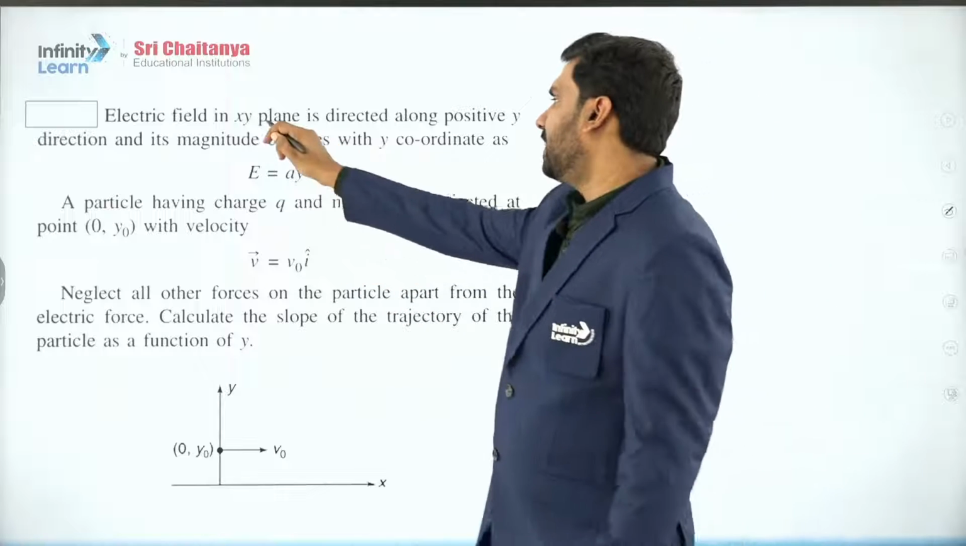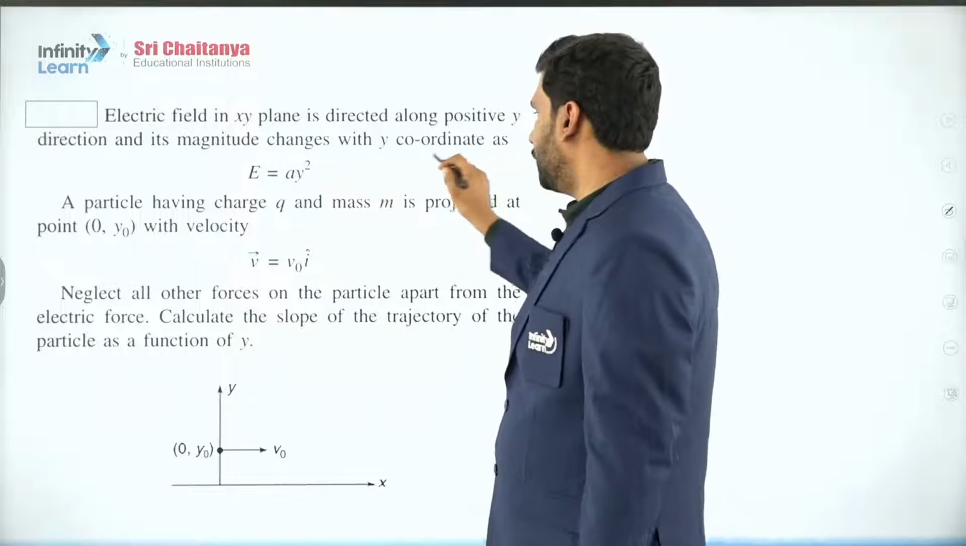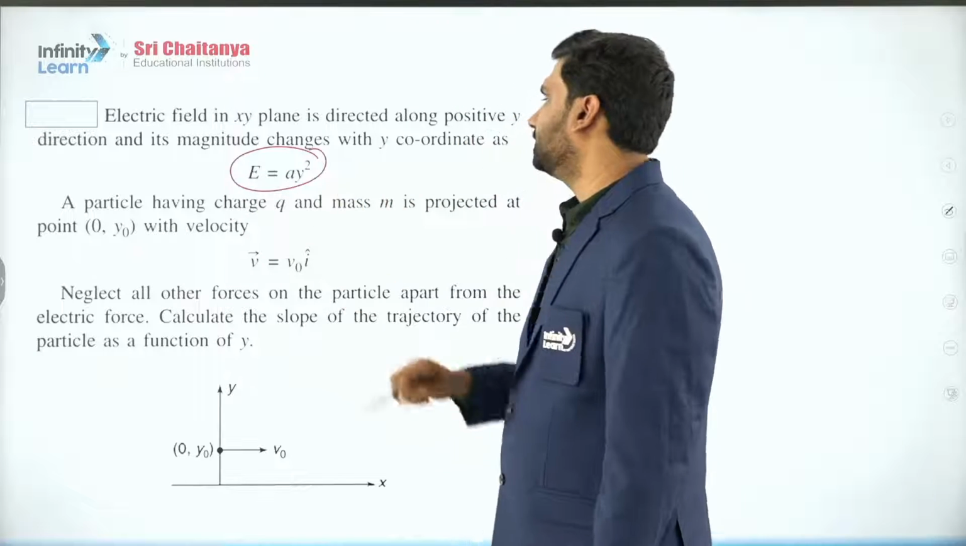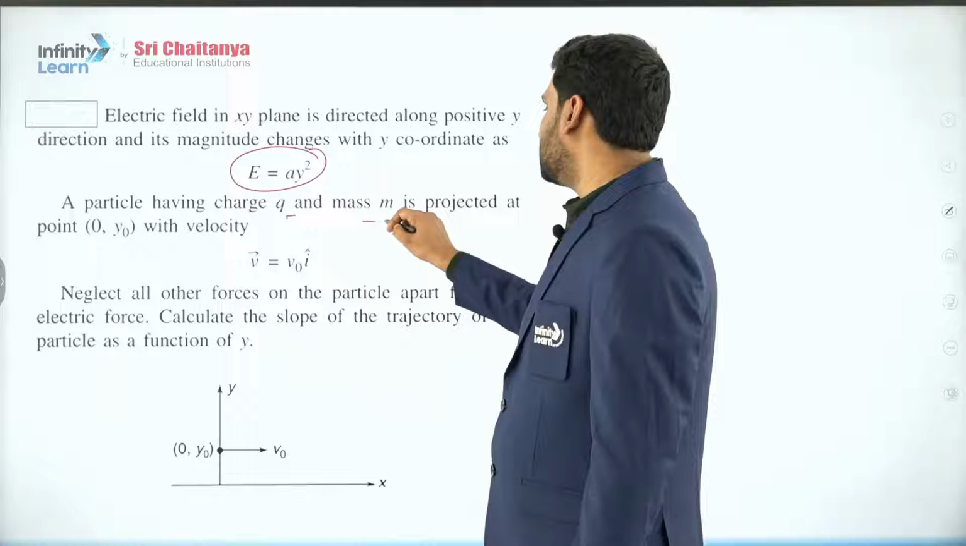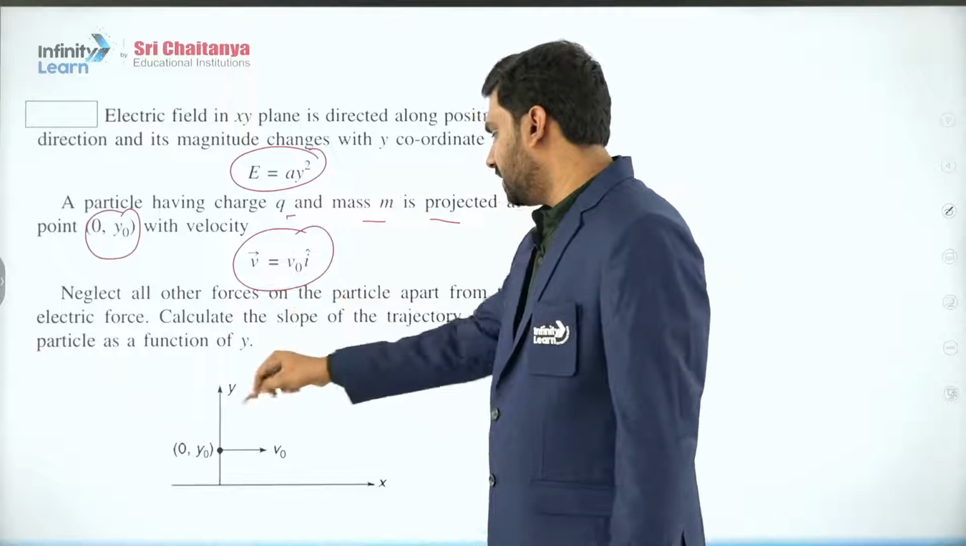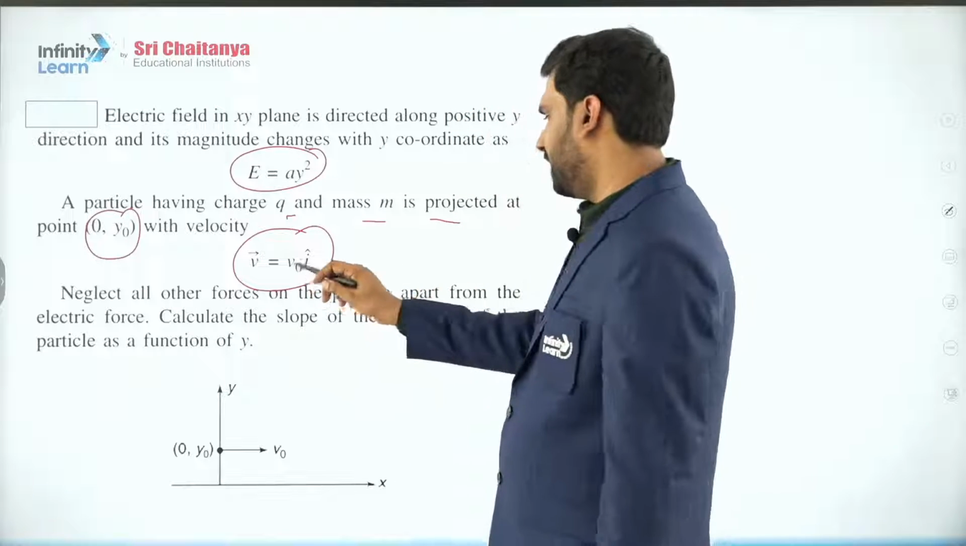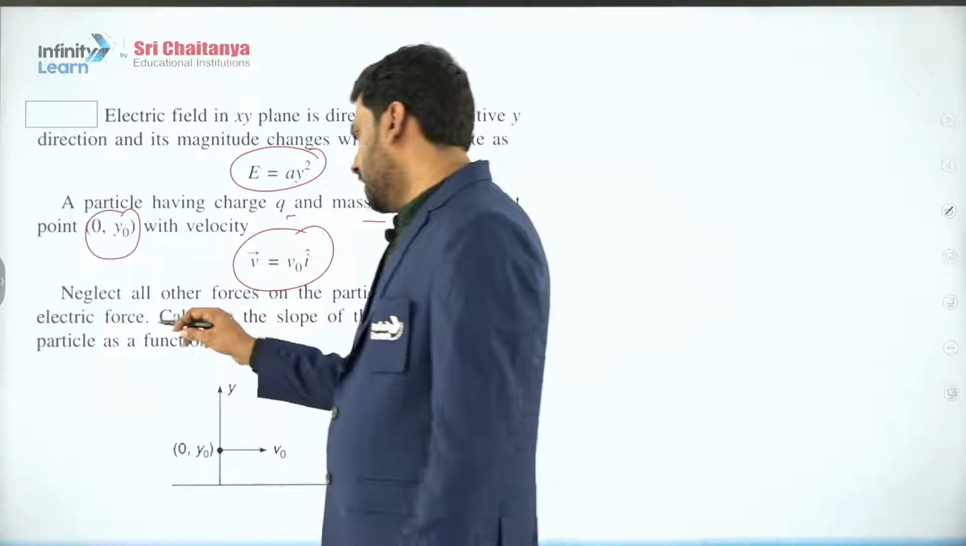They are saying the electric field in the xy plane is directed along the positive y direction and its magnitude changes with y coordinate as E equal to a y square. A particle having charge q and mass m is projected at this point with velocity v. The velocity is along the x-axis. Neglect all other forces on the particle apart from the electric force. Calculate the slope of the trajectory as a function of y.